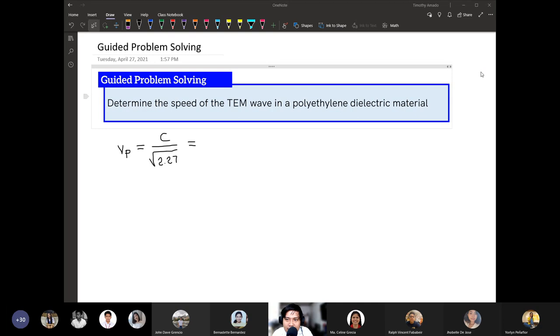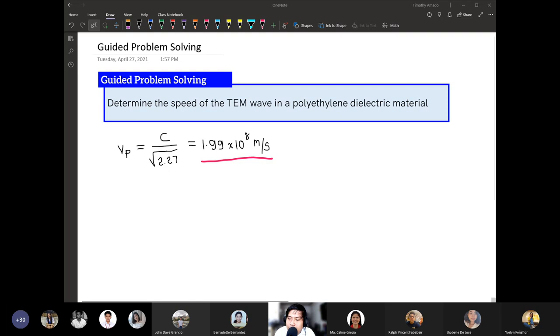Okay, we have 1.99 times 10 to the 8. Tama po ba? Tama naman. Okay, times 10 to the 8 meters per second. All right. Nice. So, that's for the wave velocity.